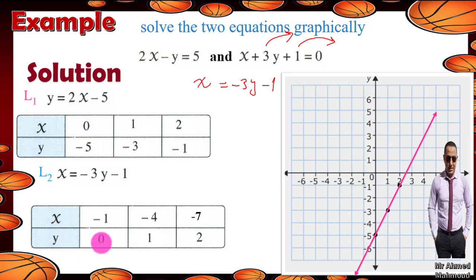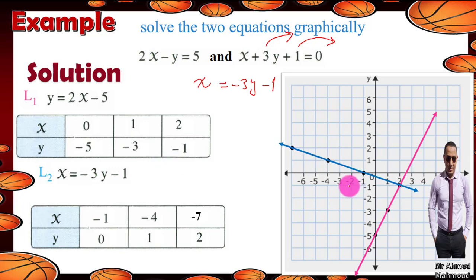Now I'm going to represent the three values on the graph. Okay, negative 1 and 0, it will be here in this position, belongs to the x-axis. Negative 4 and 1, negative 4 and go up to 1 like this. This is the y-axis. Negative 7 and 2, negative 7 and go up to 2 like this. And then I'm going to connect the 3 points by a straight line, by another straight line, L2.